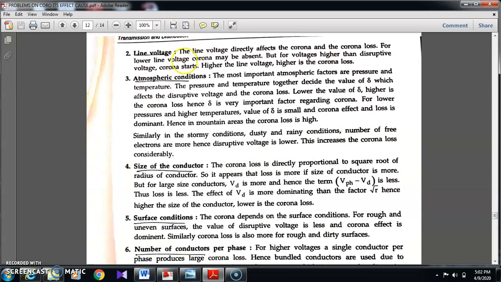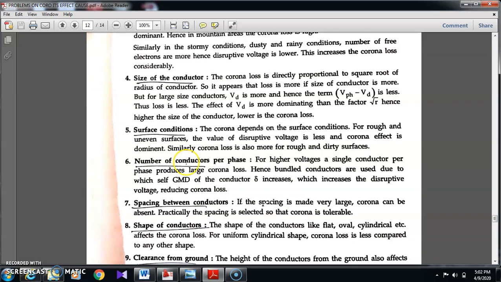Okay, as the voltage level goes on increasing, obviously corona loss will be more. It is affected by atmospheric condition; in rainy condition it will be more. Size of the conductor matters, so that's why the conductor size has to be increased here, so the loss will be less. Surface condition: if it is smooth, corona loss will be less; if rough, it will be more.